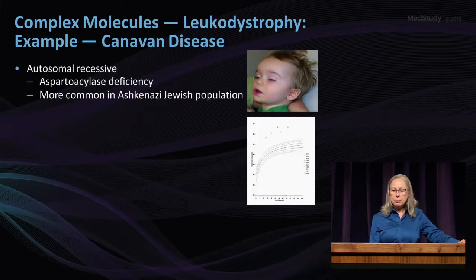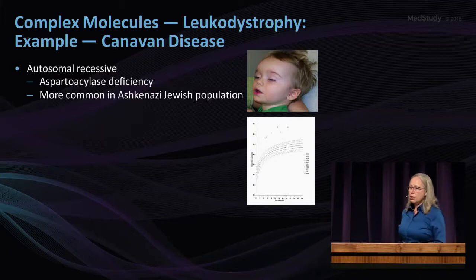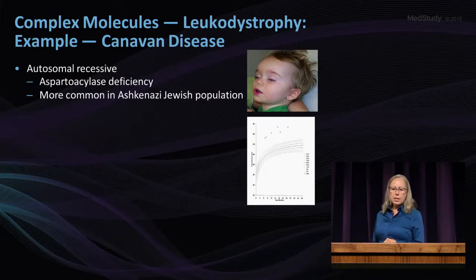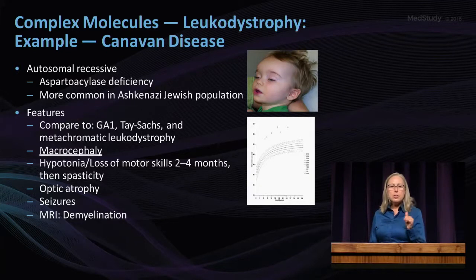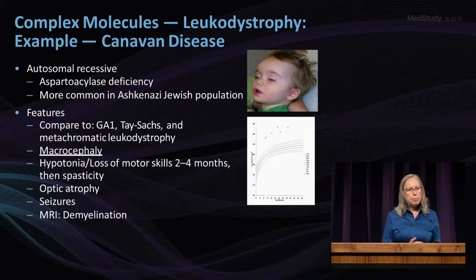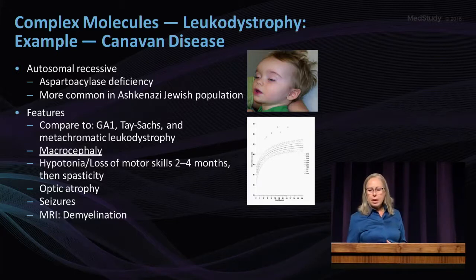All right, Canavan. It's autosomal recessive due to aspartoacylase deficiency, and it's much more common in the Ashkenazi population. Compare this to GA1, Tay-Sachs, and metachromatic leukodystrophy. All of them have macrocephaly. And here's the growth curve with this child. You can see this is absolute macrocephaly.